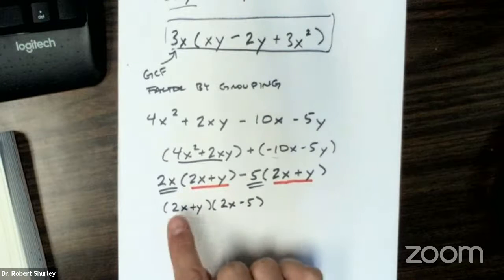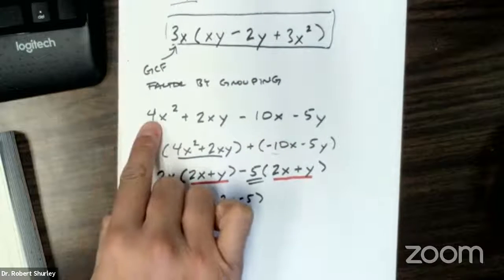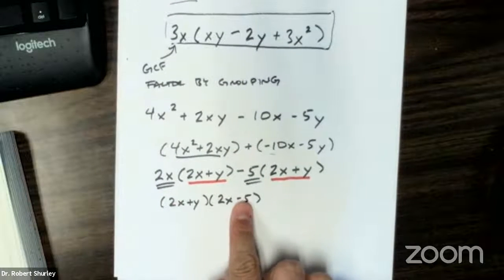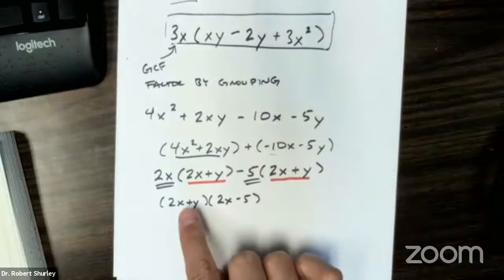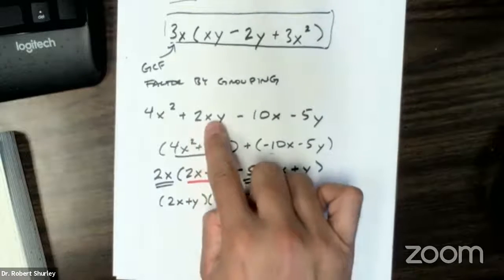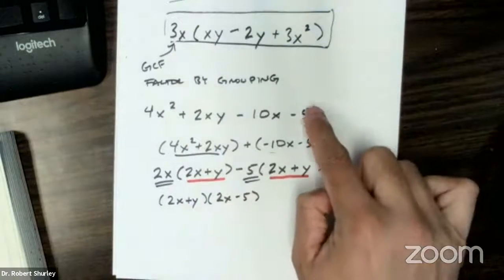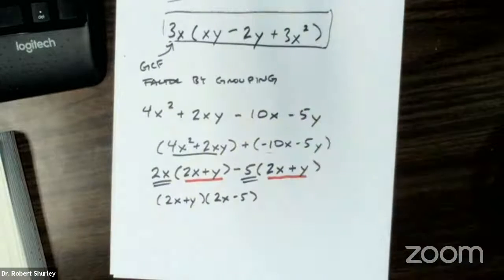Now, if I want to check it, guess what? I just FOIL it out. 2x times 2x, 4x squared. 2x times negative 5, negative 10x. Y times 2x, 2xy. Y times negative 5, negative 5y. I know I'm right.